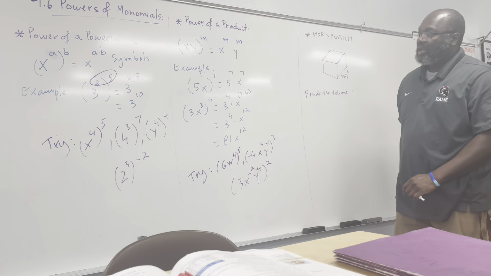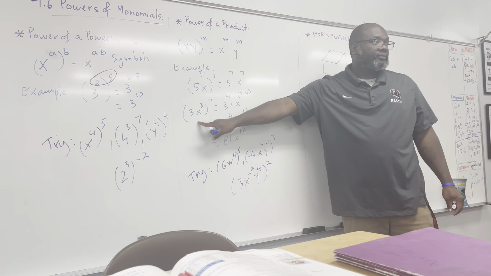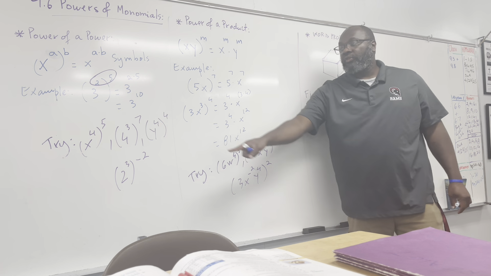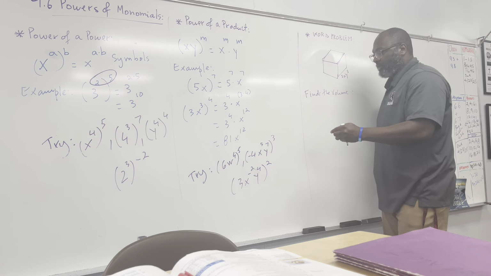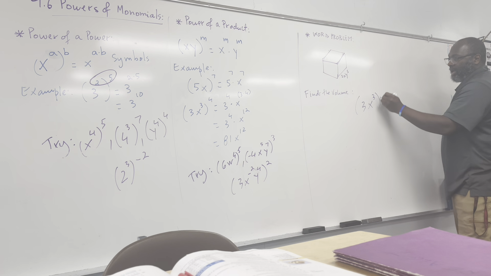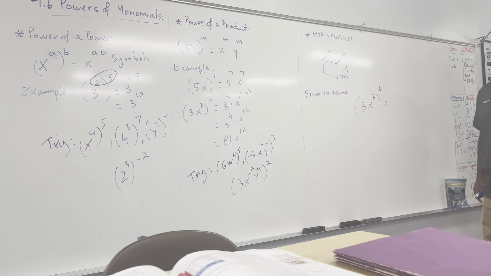So for example, I have 3x to the 3rd, and it's raised to the power of 4. So if you do it, what's going to happen? Let me do it here. I have 3x to the 3rd, and now it's raised to the power of 4. So what's going to happen here? What's that going to give me?